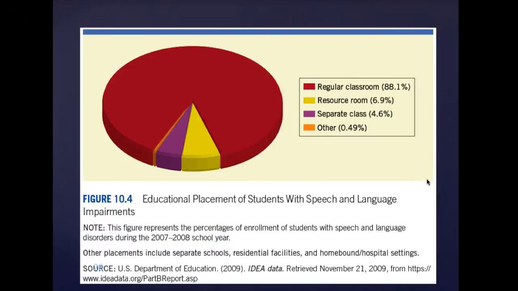Here is a pie graph that is showing the placement of students with speech and language impairments, and you can see the largest part of that pie graph represents the regular classroom. So most of these kids are just going to be in a regular general education classroom. A small chunk of them will be in a resource room. Some of them will be in a separate class, and then other, in orange, is very small. So most of these kids that you're going to see are going to be in your general classroom.